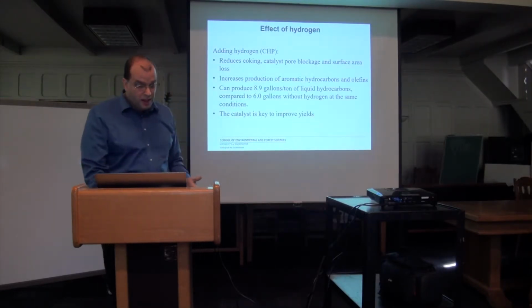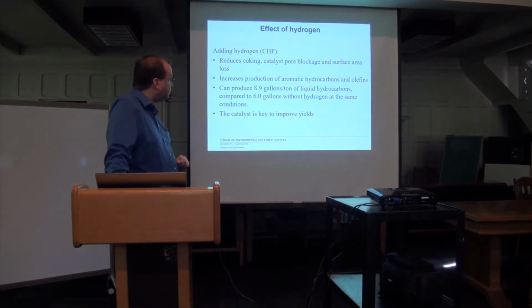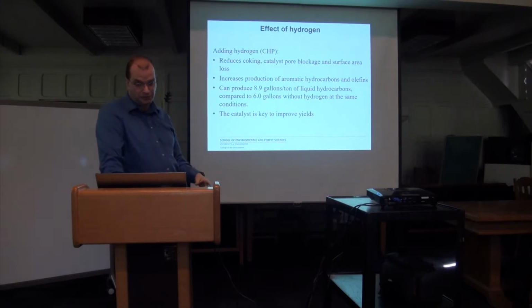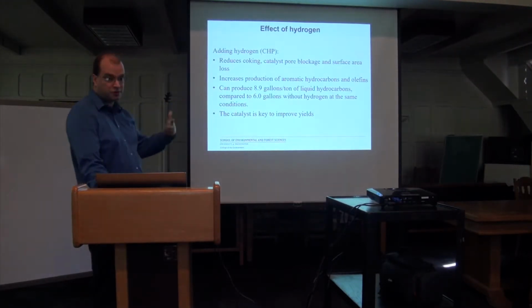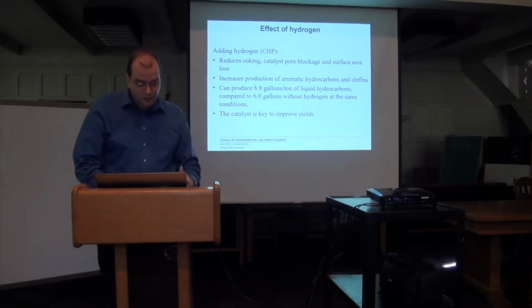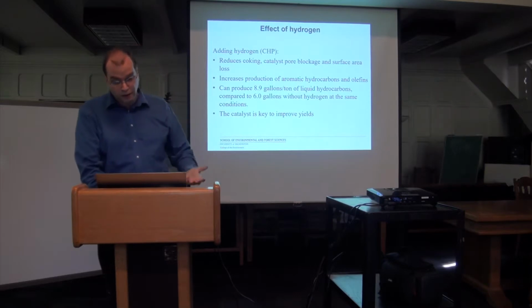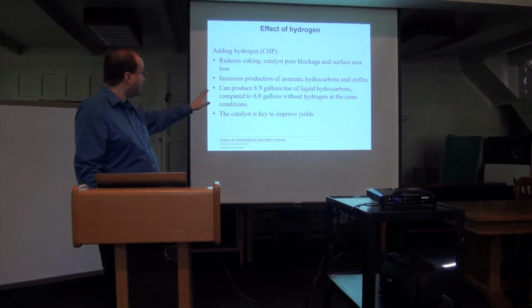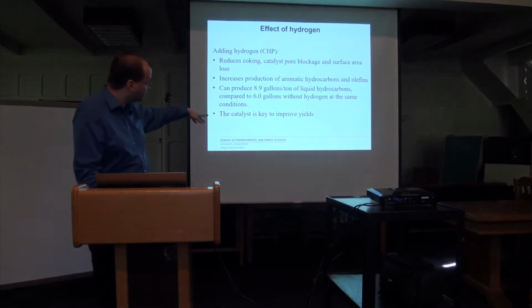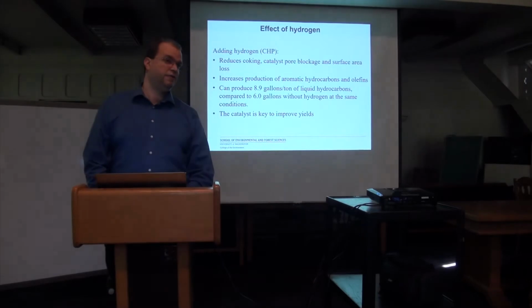It reduces the coking. And we were able to produce up to 8.9 gallons per ton of liquid hydrocarbons. So I'm just making the conversion there in terms of the yields. Gallons per ton is a typical number that we use to represent yields in biofuels processes. So we were able to get to about 9 gallons per ton as opposed to 6 gallons per ton without hydrogen. But even that number is still fairly low.